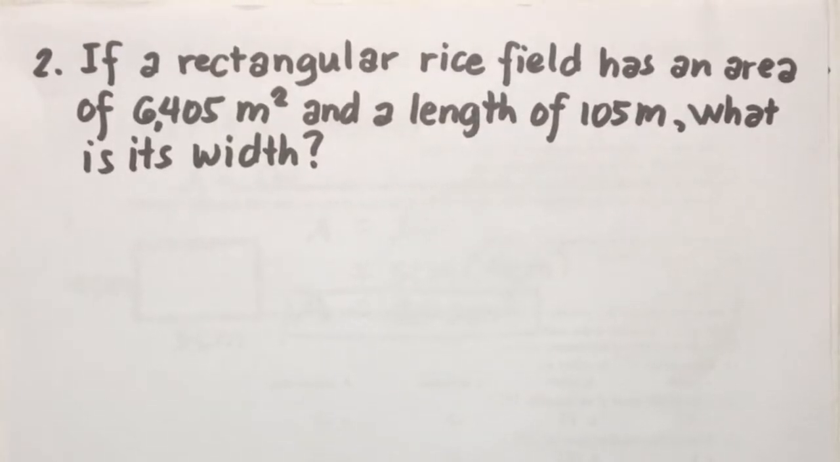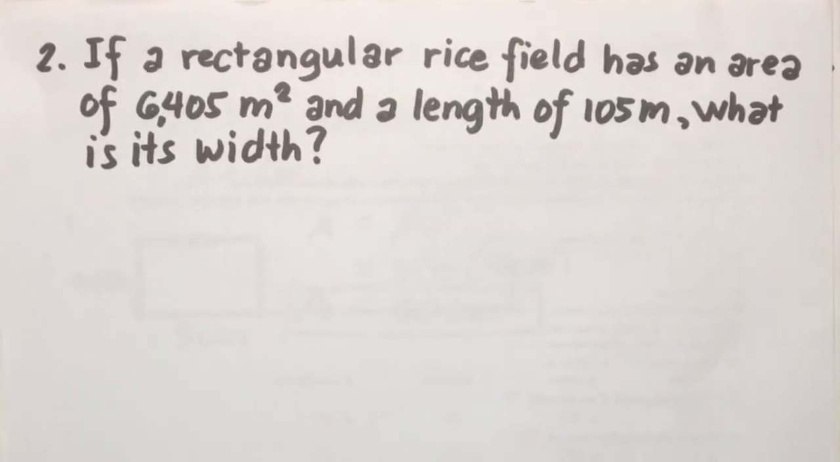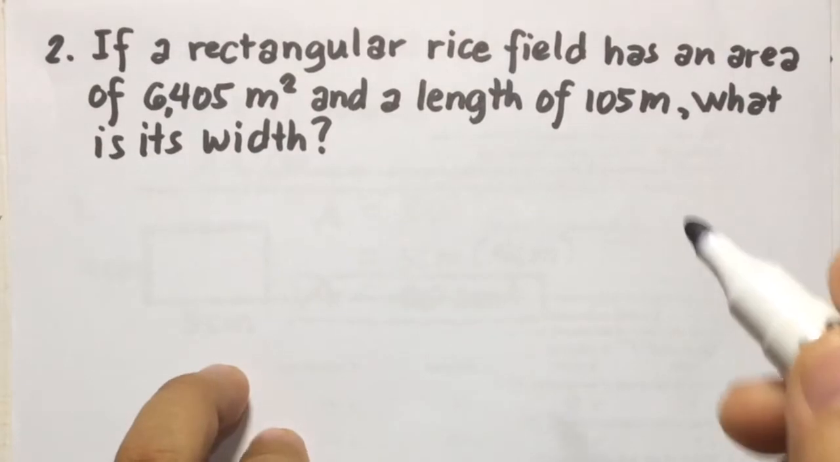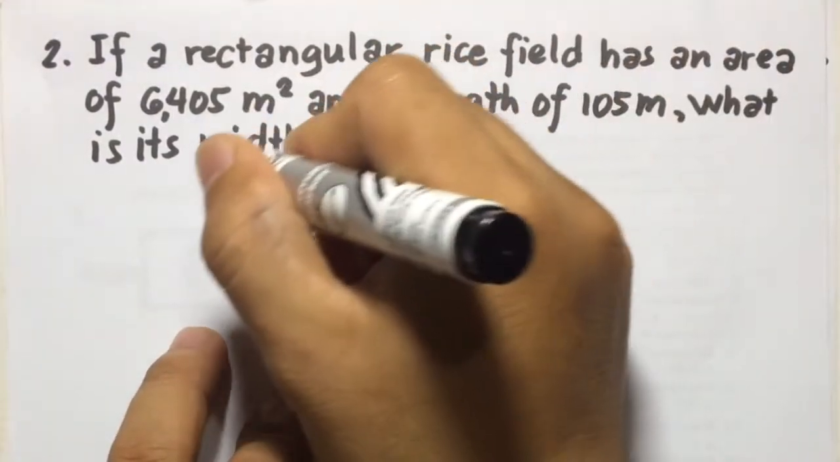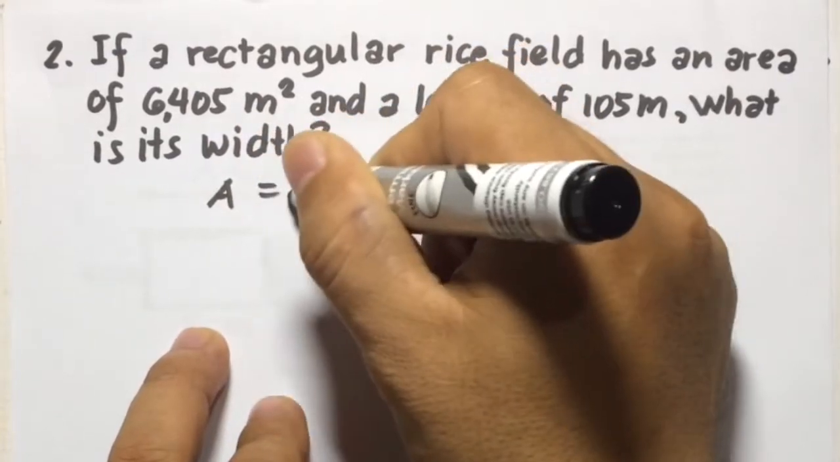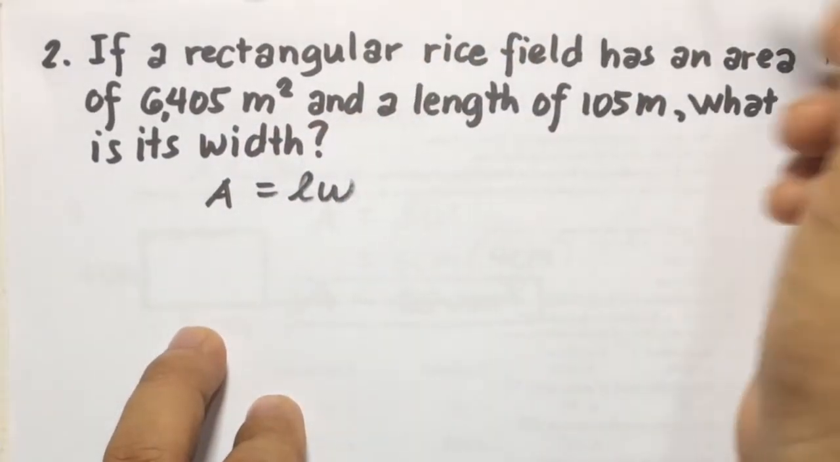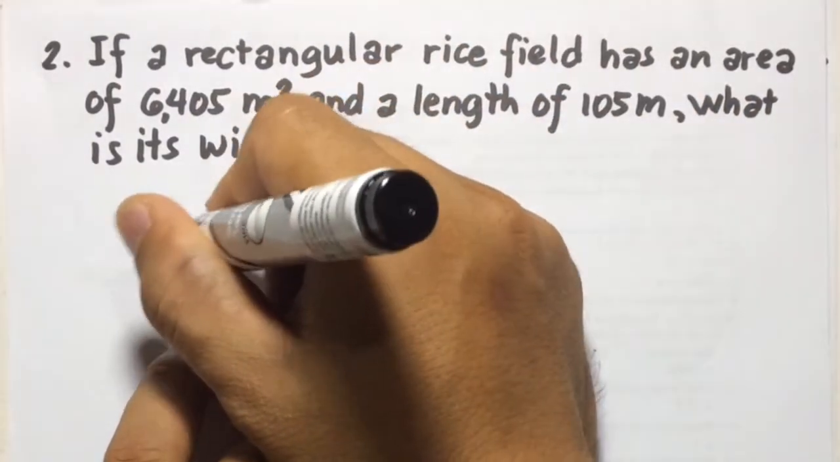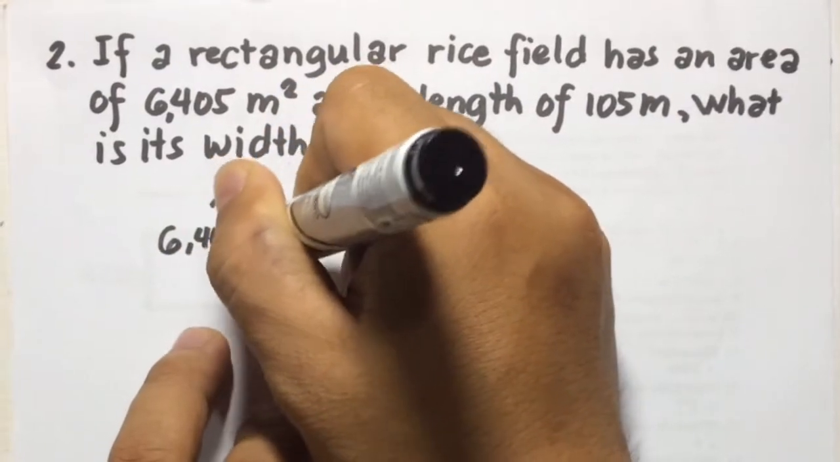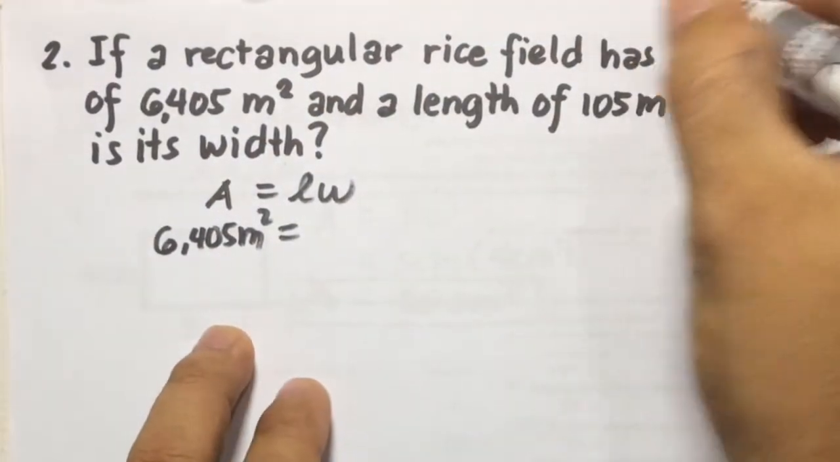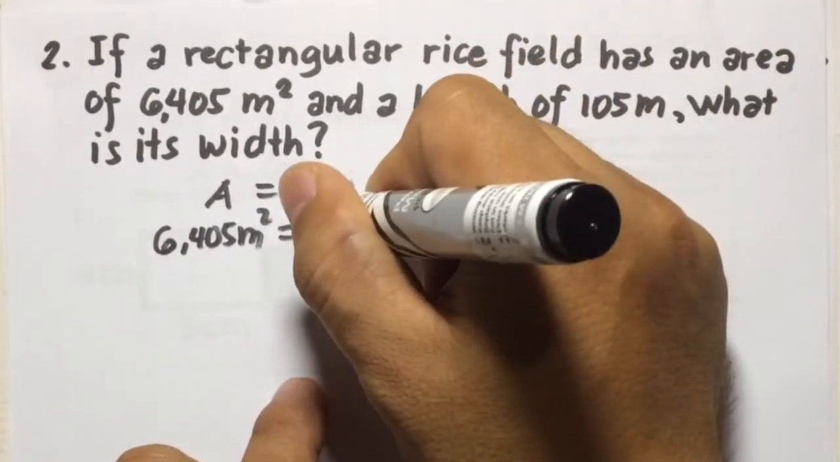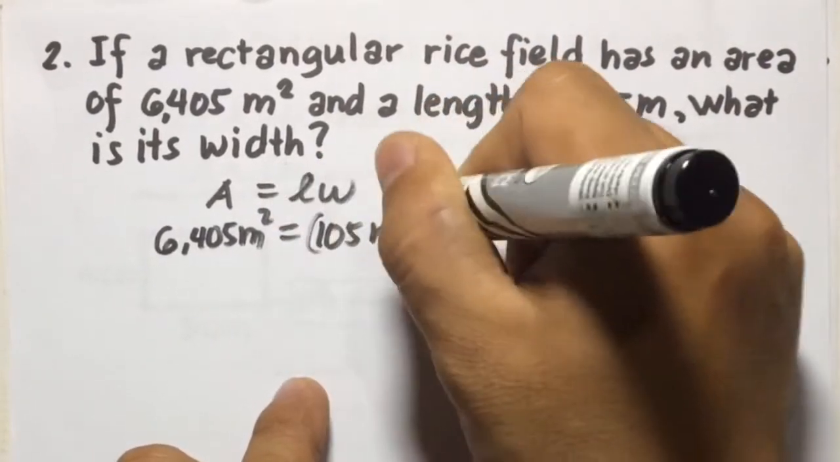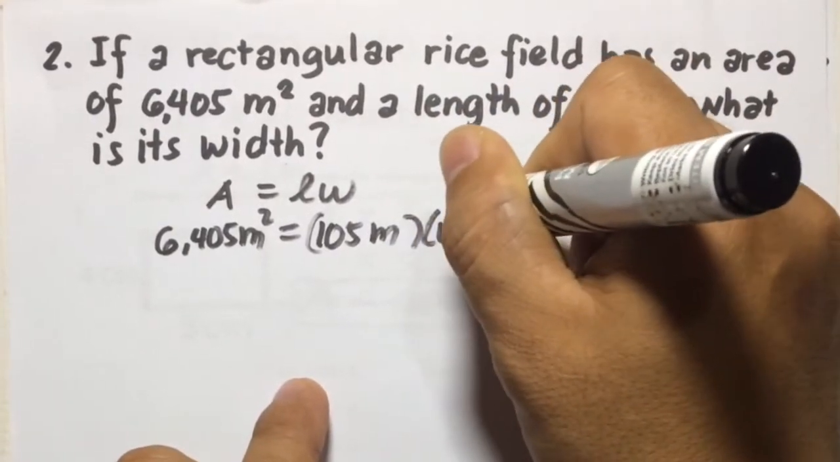Example number 2, if a rectangular rice field has an area of 6,405 meters squared and a length of 105 meters, what is its width? So again, we're going to use the formula in finding the area of a rectangle. That is A equals length times width. The area here is given, so we're going to substitute A with 6,405 meters squared. Then this will be equal to the length, 105 meters, times the width, which is unknown.